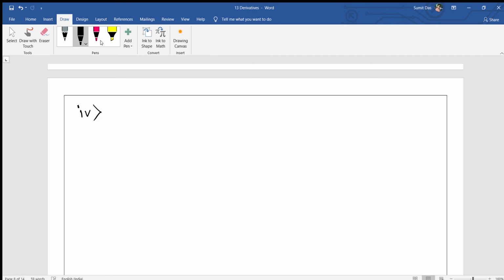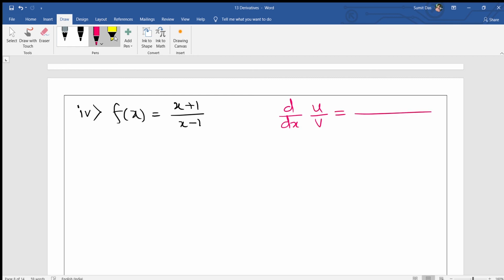Question number 4. Given f(x) = (x + 1)/(x - 1). Here you have to use the division formula. What is the division formula? Just a reminder, d/dx of u/v. The formula was, v squared in the denominator, then v times d/dx of u minus u times d/dx of v.